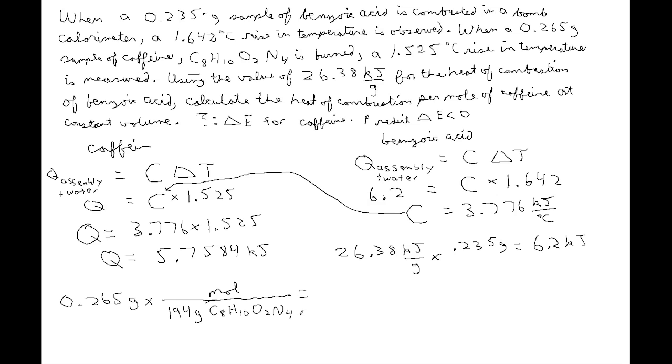And then we get 0.001366 moles. And then we take 5.7584 kilojoules and we divide it by 0.001366 moles. And we'll get Q for the assembly, which is equal to 4,215 kilojoules per mole of caffeine.